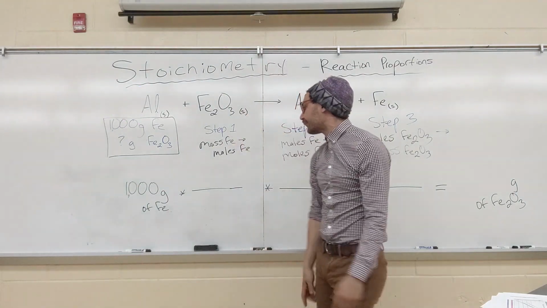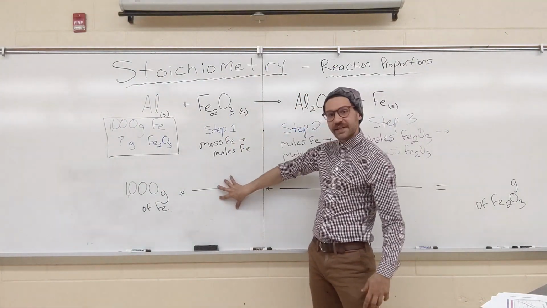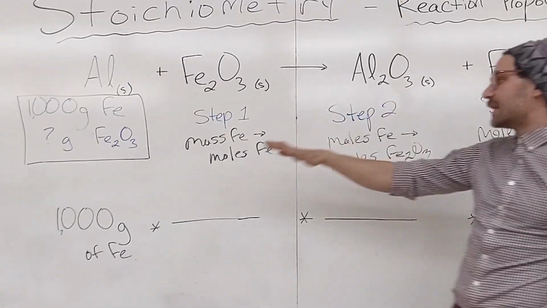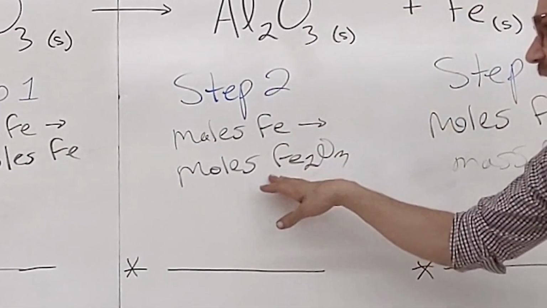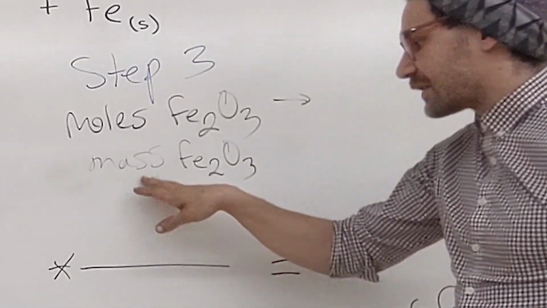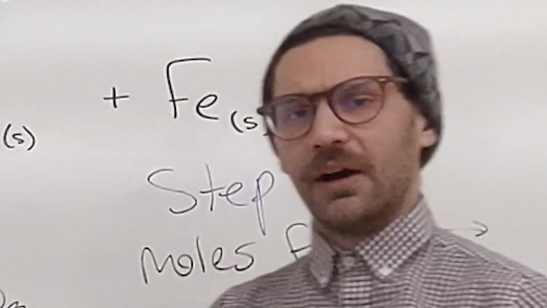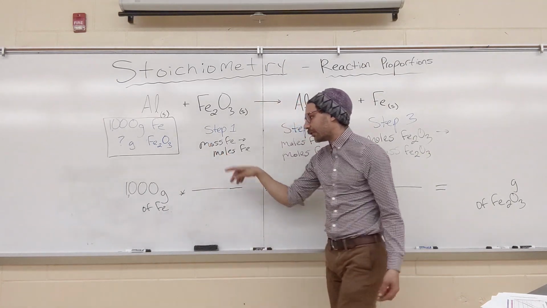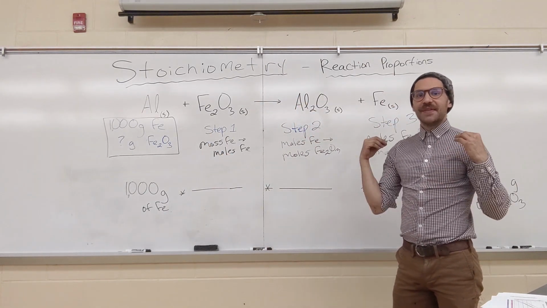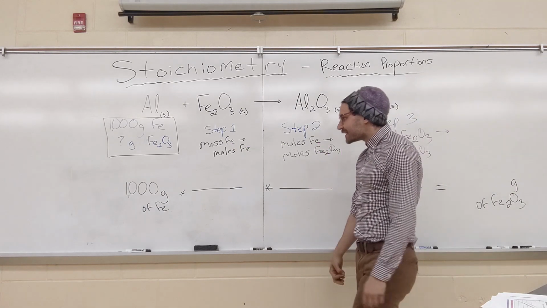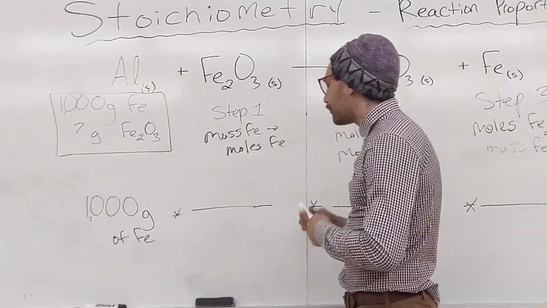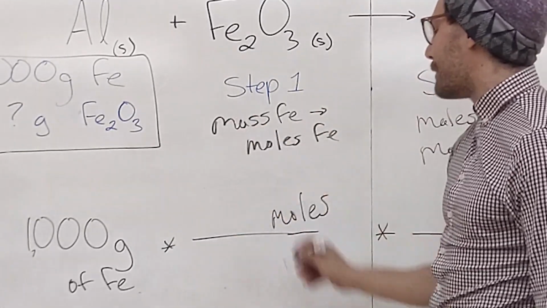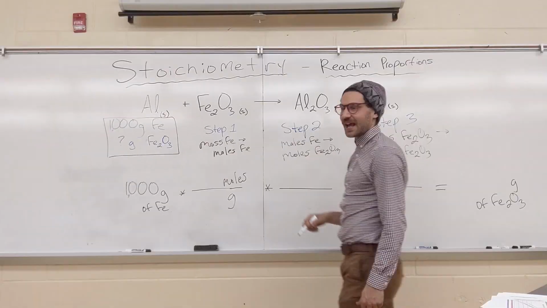So I've got a line set up for a fraction that I'm going to fill in with each of the conversion factors: the conversion factor I need for step 1, for step 2, and for step 3. To go from the mass of something to moles, I'm going to need to use the molar mass. And my desire is to get moles, so moles should be my new unit. And the grams of the mass is the thing I do not care about anymore.